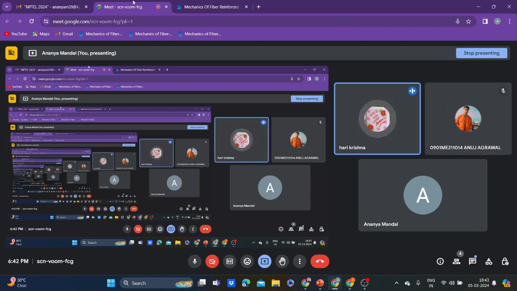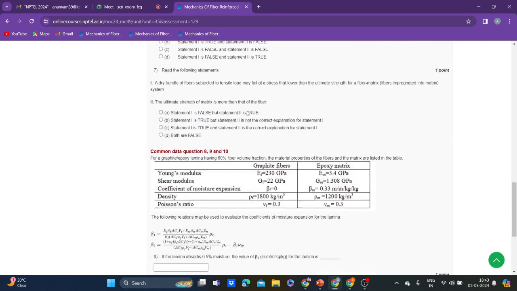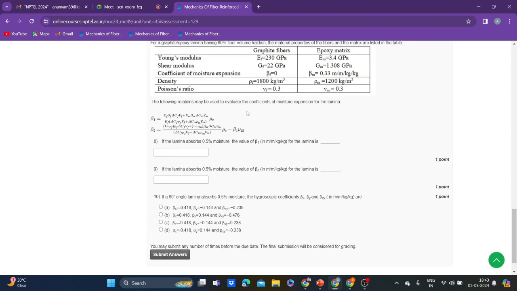For problem number six, ma'am. Not here. Here, problem number is eight, ma'am. In assignment problem number eight, they have given laminar absorption of moisture 0.5 percentage, ma'am. So here we need to consider delta CF equal to zero. Am I right, ma'am?